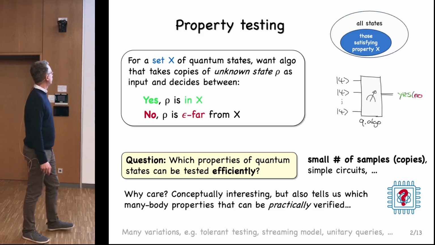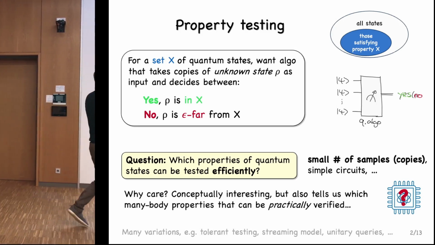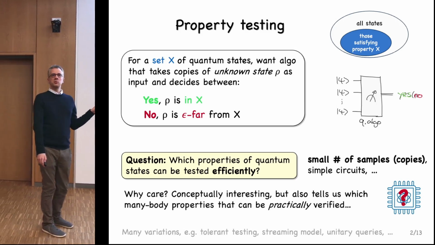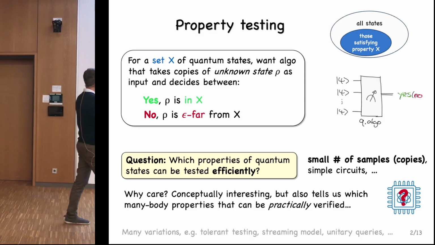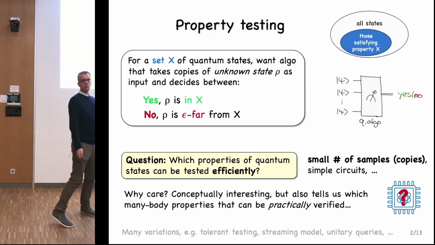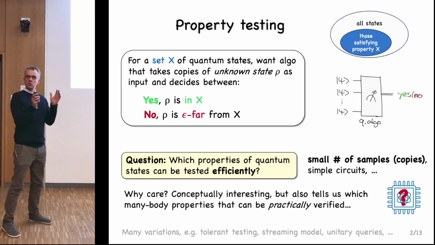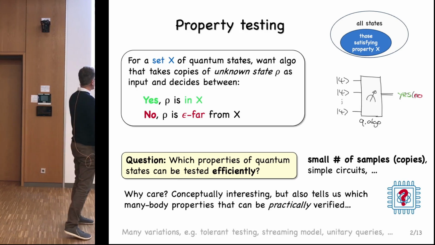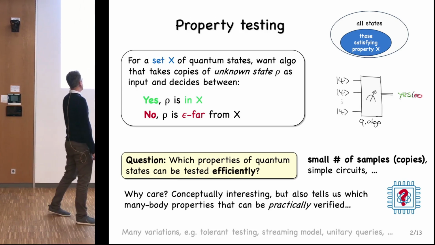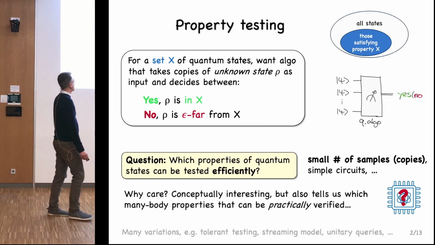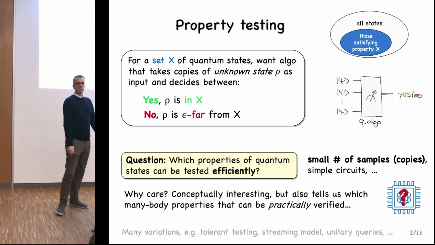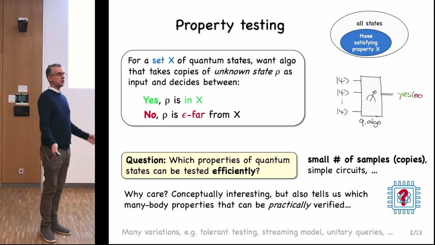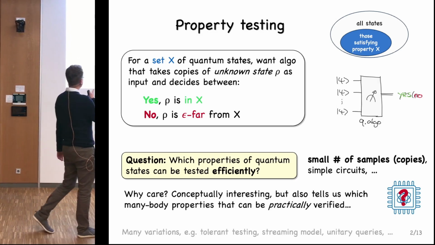There are lots of variations here. For example, instead of asking this yes-no question where the yes case corresponds to exactly satisfying the property, one can also study tolerant testing, where you're either pretty close or pretty far, and ask how small you can push the threshold between the two. You can restrict yourself to bounded memory or to unentangled measurements. You can have a different access model where you don't get copies of the state, but say a unitary that prepares the state or a purification of it, and so on. I'll study the simplest setting here.